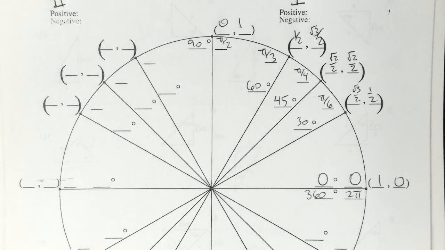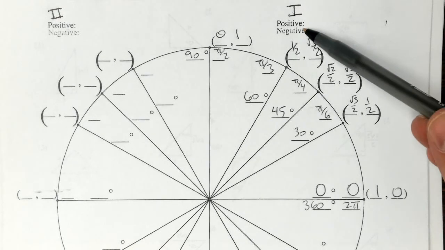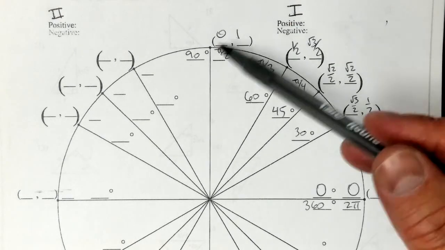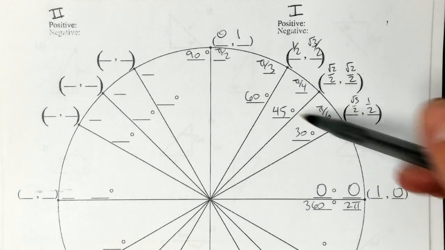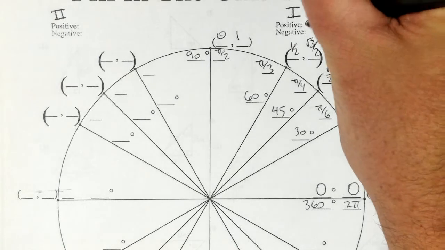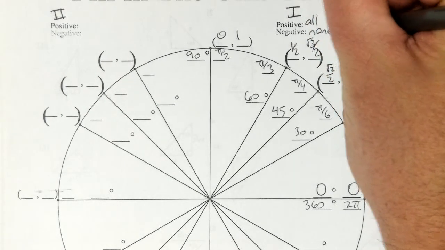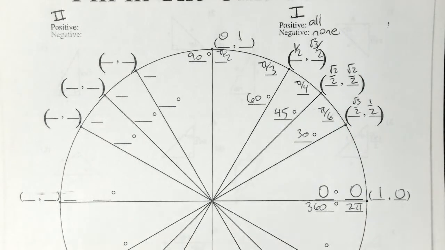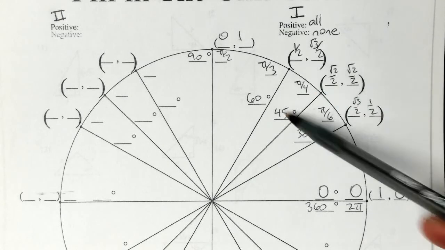Again, if you want to go faster than me, you can. Now, the part you don't want to forget to do is the positive and negative for each of them. So the positive for this quadrant would be all, and the negative would be none. Okay, so that means your sine, cosine, tangent, cosecant, secant, cotangent are all positive here because you're in quadrant 1.